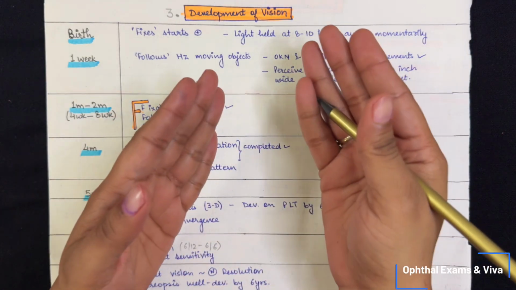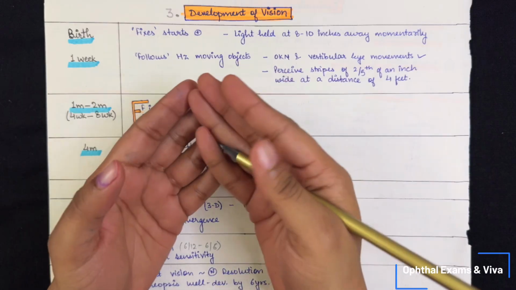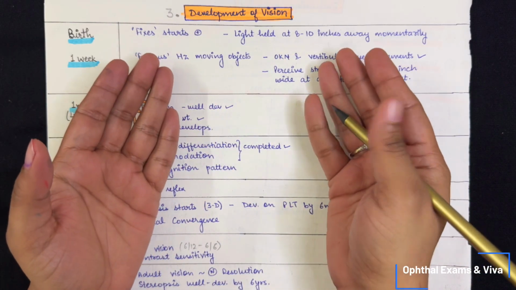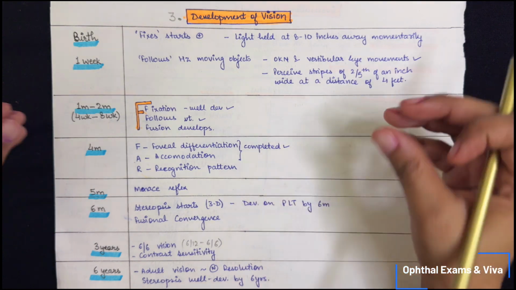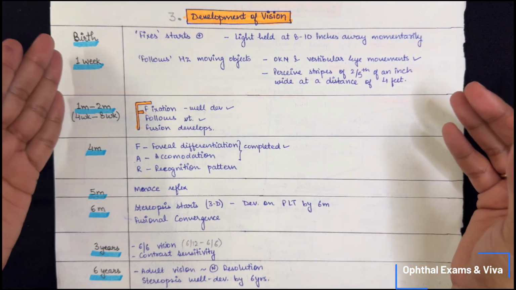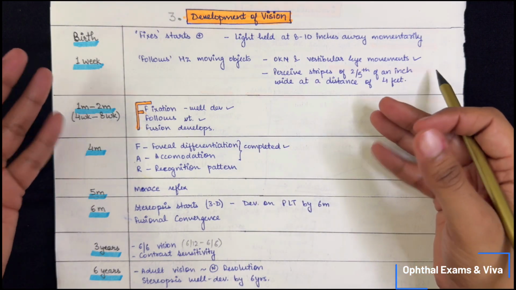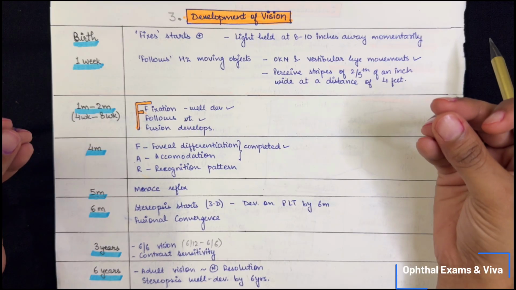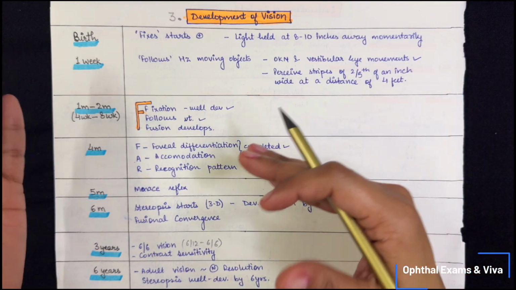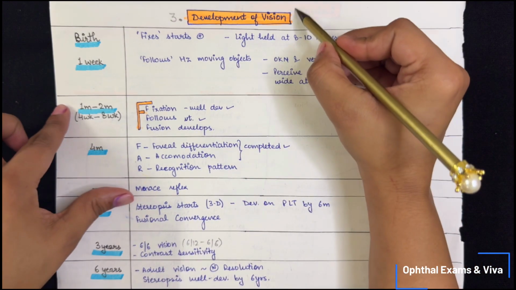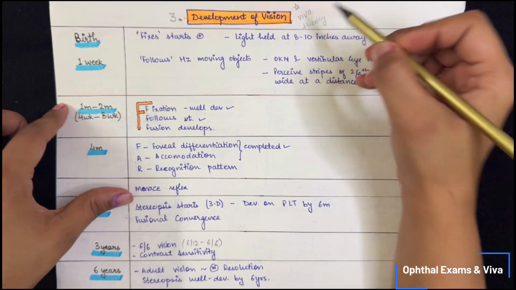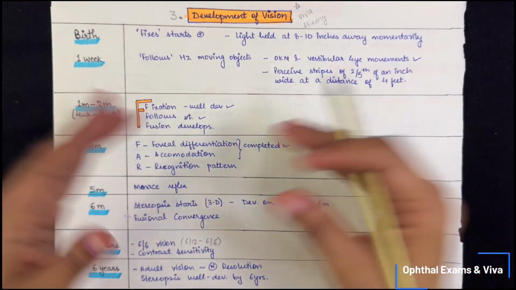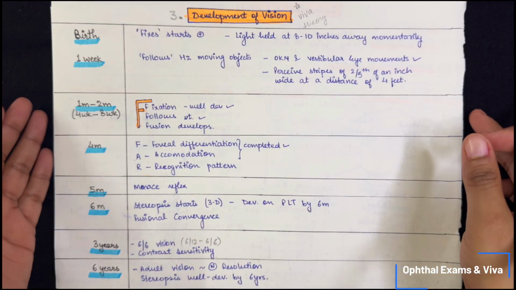Now for next step, for development of vision or milestones, visual milestones. For this, you have to follow this table. And now this table includes only the important parts starting from birth to 6 years, which are generally expected in theory while checking and examiners ask in Viva. So this part is very important for Viva and theory. Rest few things you can still forget, but you cannot forget this part, right?